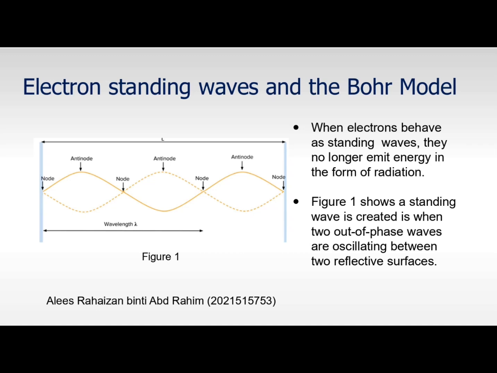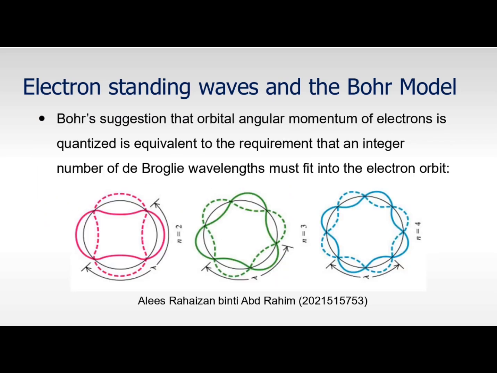Figure 1 shows a simple scenario in which a standing wave is created when two out-of-phase waves are oscillating between two reflective surfaces. Bohr's suggestion that the orbital angular momentum of electrons is quantized is equivalent to the requirement that an integer number of de Broglie wavelengths must fit into the electron orbit.